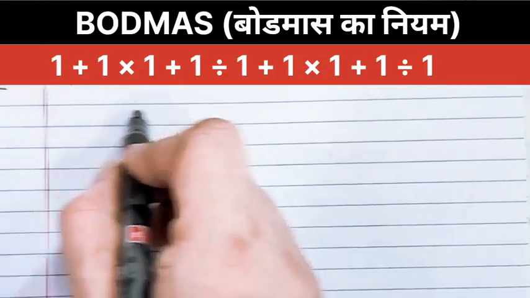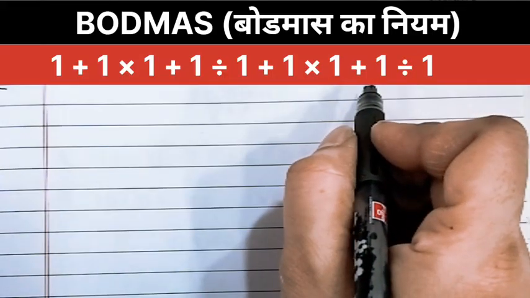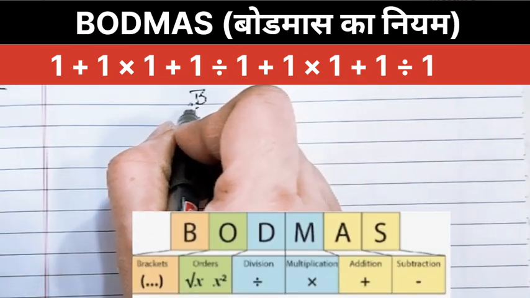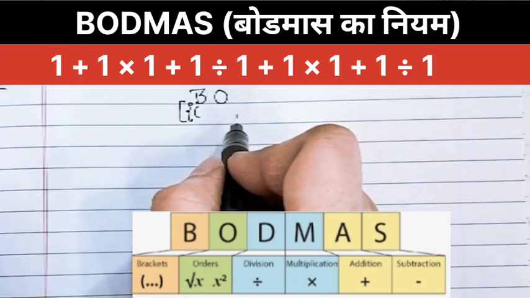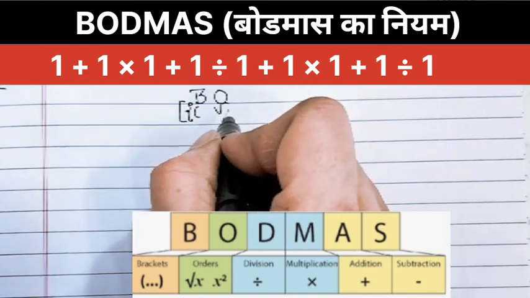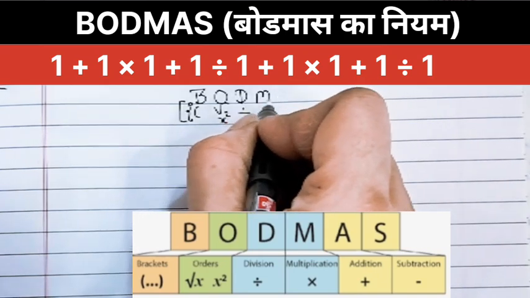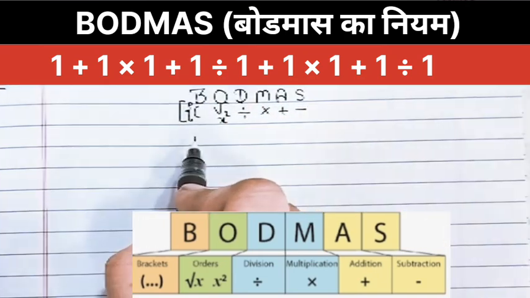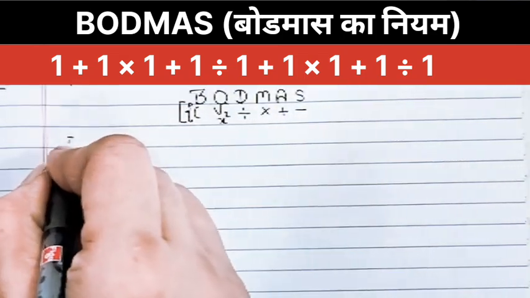Friends, now based on the BODMAS rule, we break down this expression with a step-by-step solution. BODMAS says first we solve brackets: small bracket, curly bracket, then square bracket. O stands for "of", which we convert into multiplication, and we solve the square roots and exponents. D stands for division, M for multiplication, A for addition, S for subtraction. According to this BODMAS sequence, we'll break down this expression step by step.